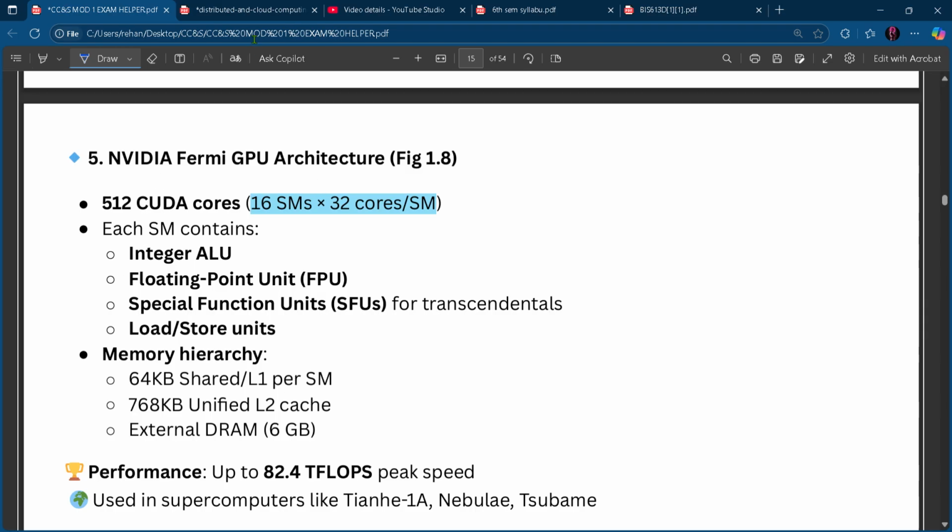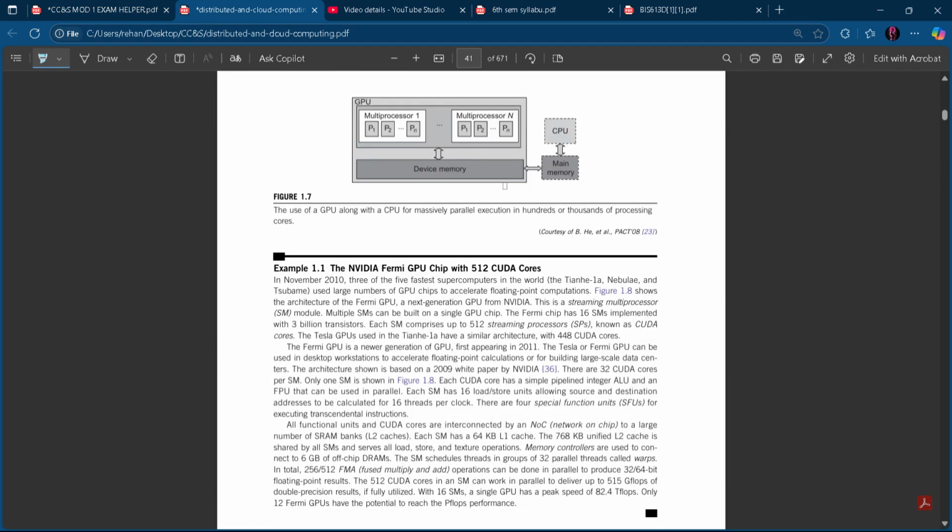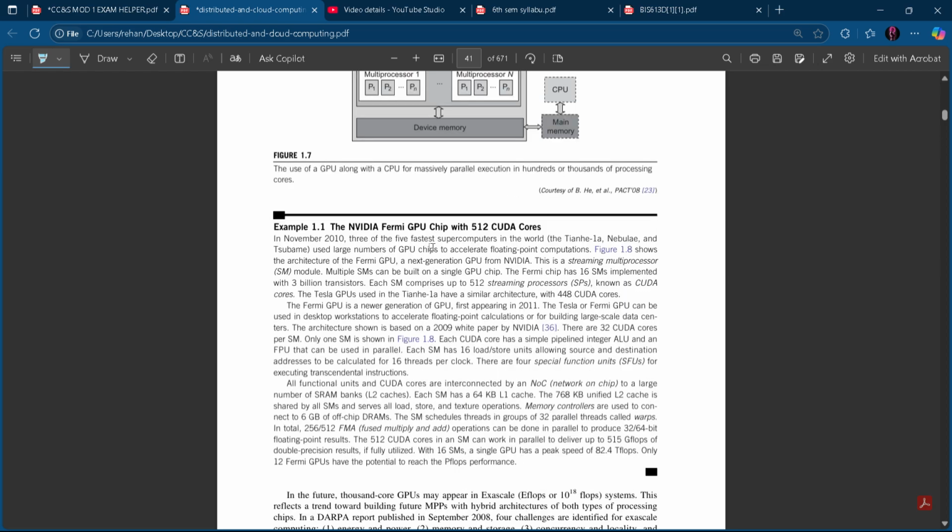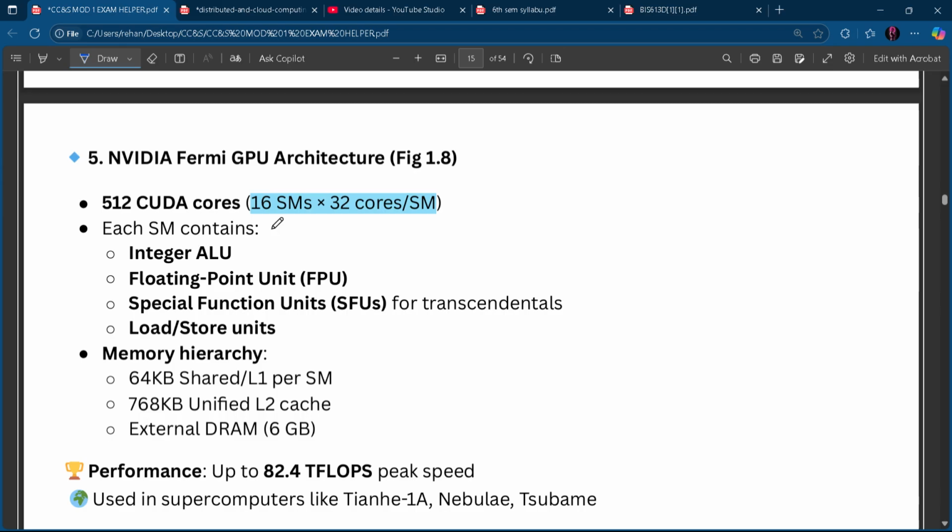Fifth, Nvidia Fermi GPU. So okay, exactly below this diagram we have an example of Nvidia Fermi GPU chips with 512 CUDA cores. So they talk about that 512 CUDA cores in the sense what? 16 multiprocessors into 32 cores. Okay, each multiprocessor contains integrated arithmetic logic unit, floating point unit. Since GPU performs floating point operations, it needs floating point unit.